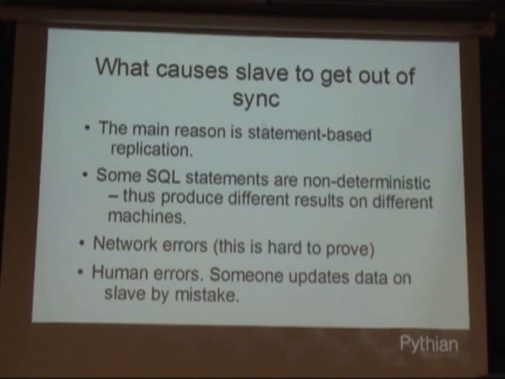Network errors. It's hard to prove because when you lose a packet, you're not losing the entire query, right? TCP/IP should have some kind of error and fault tolerance. Sometimes it just doesn't. So it's hard to prove, but we've been able to see, on clients that don't have any non-deterministic statements, and don't have any human errors like somebody updating data on the slave by mistake, that replication still will get out of sync. It doesn't get out of sync very quickly. It just gradually, over a couple of months, will start to lose data.